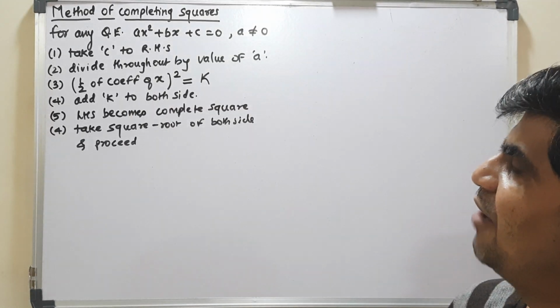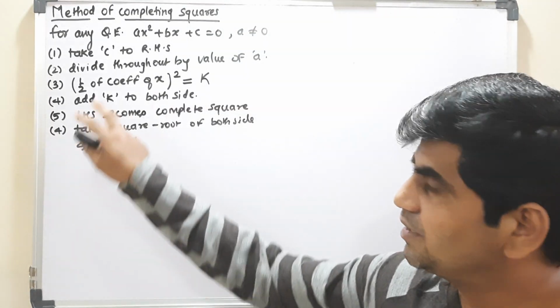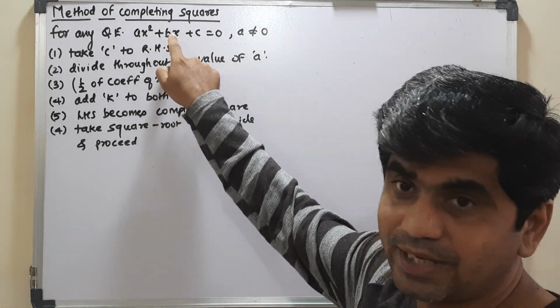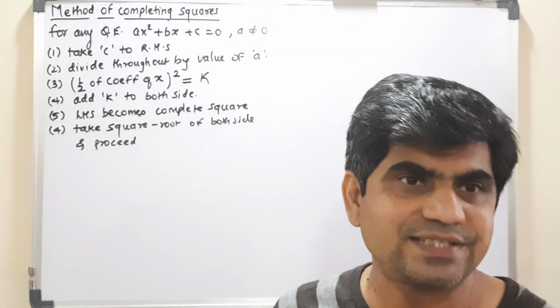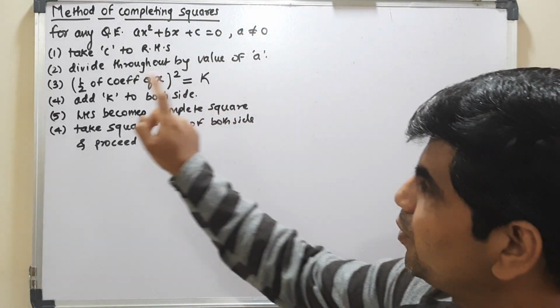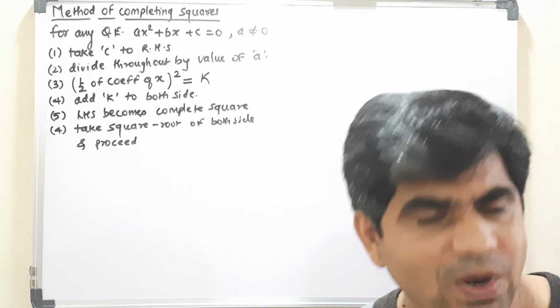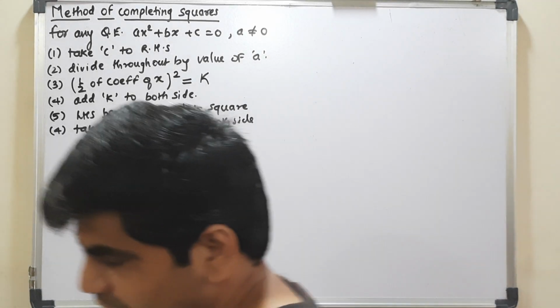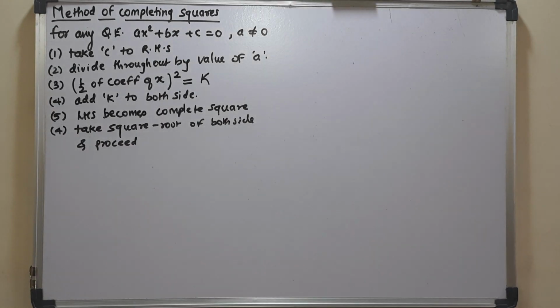After dividing by the value of a, whatever will be the coefficient of x, now this will not be the original coefficient of x. The coefficient of x will change now. It is not b now. It will be something else. Make half of that and square it. And that value, suppose you get it as k. Then you add that k on both sides. Once you add it on both sides, the left side becomes a complete square. And once the left side becomes a complete square, you can take the square root and proceed.